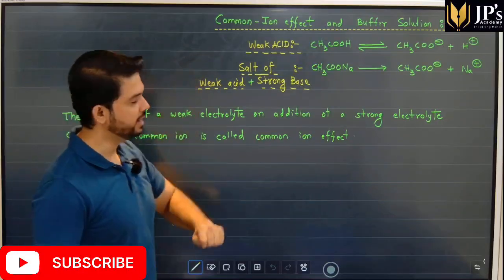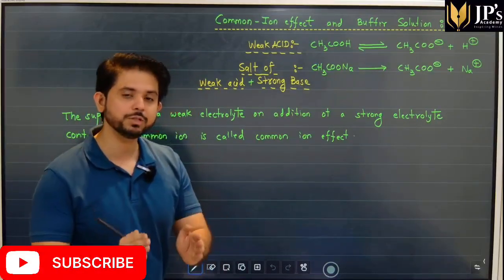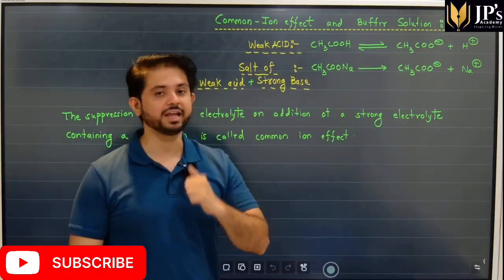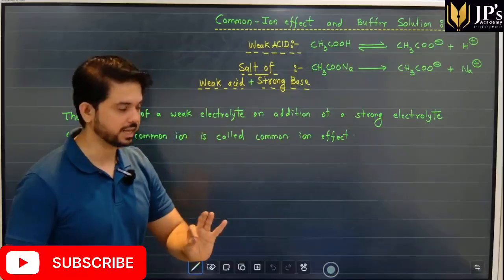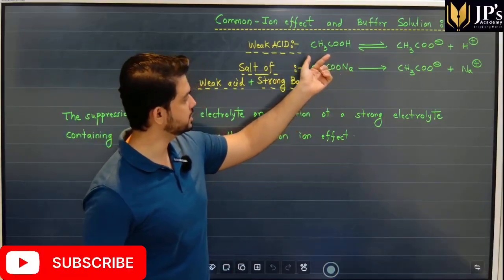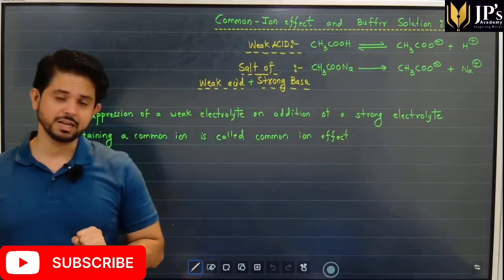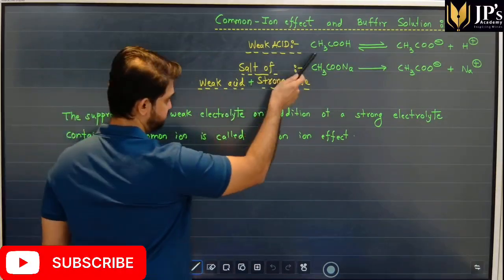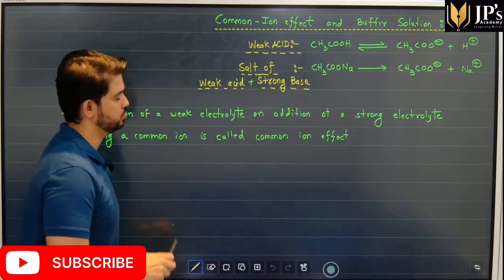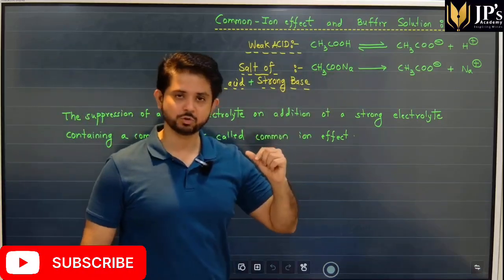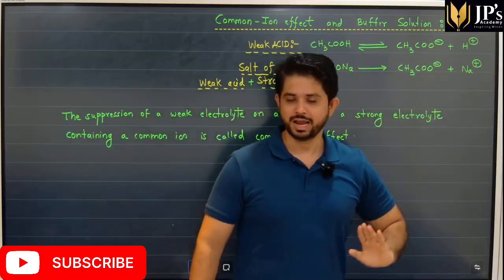Moving ahead, very important, we have common ion effect and buffer solution, in which we will first start with what exactly is common ion effect. I have, students, over here a weak acid. I have taken acetic acid, dissociation of ethanoic acid or acetic acid, I get the acetate ion and H plus. Now in this weak acid I add a salt of the same weak acid and a strong base. So I have sodium acetate over here, salt. It will dissociate to again give me acetate ion and Na plus.